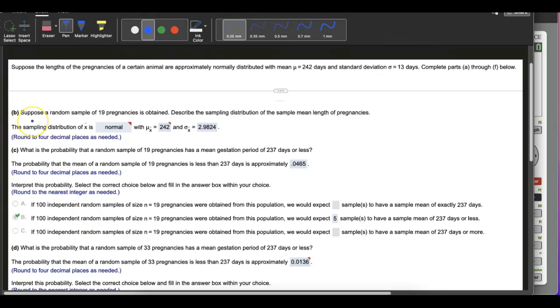But the first thing I want to note is that if we take a random sample of size 19, we can describe that sampling distribution of the sample mean also as a normal distribution. And it has its own mean and standard deviation. So let me scroll down to show you those.